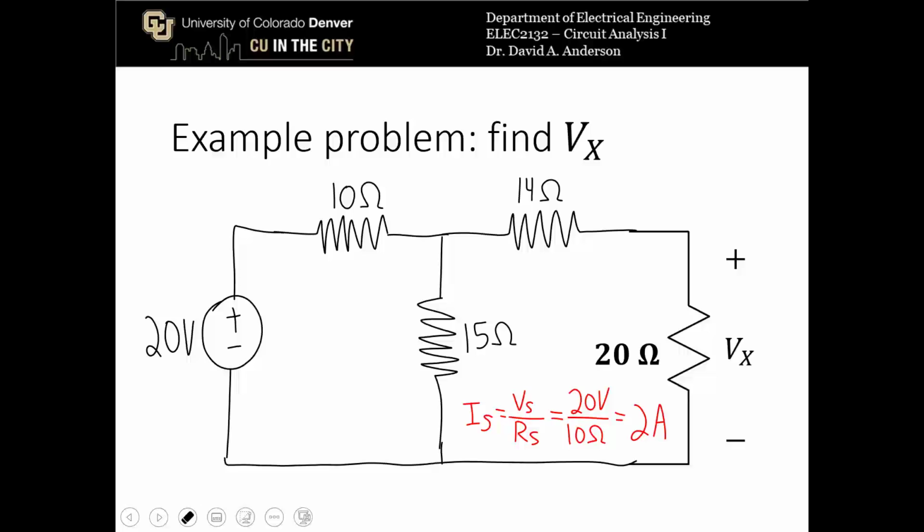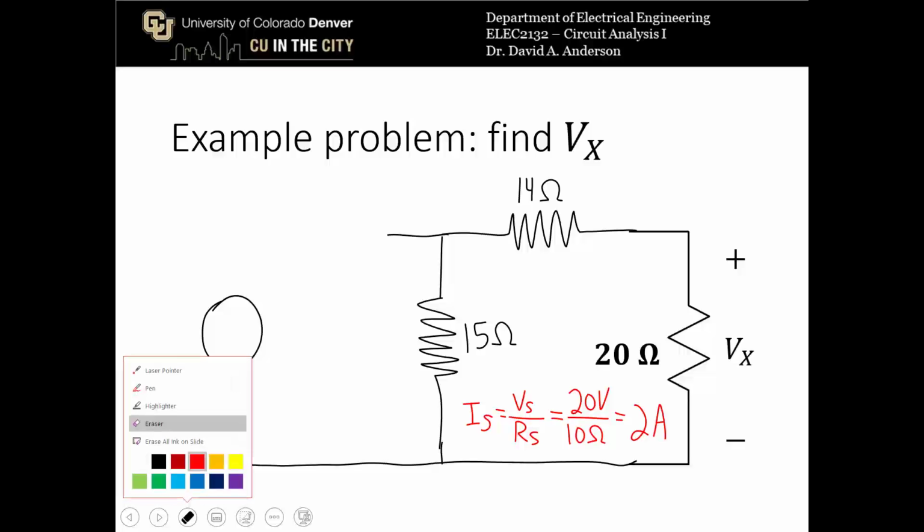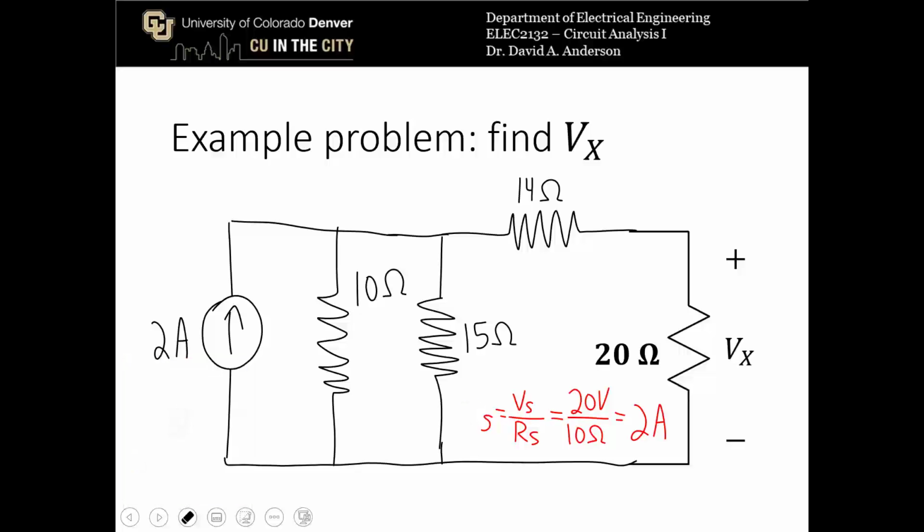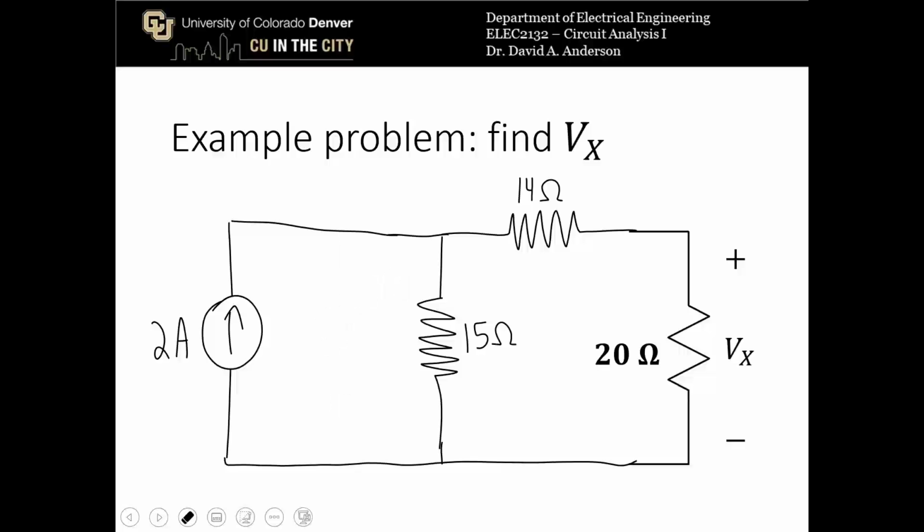So now I can erase the old part of the circuit and fill in the new part of the circuit that has been transformed. And now conveniently, the 10 ohm resistor and the 15 ohm resistor are in parallel, and those combine to form a single 6 ohm resistor.